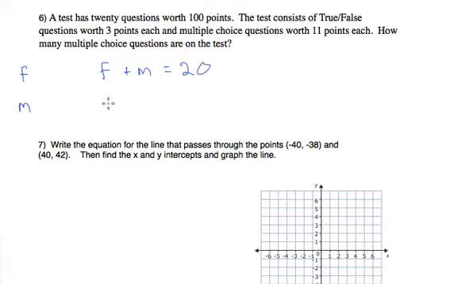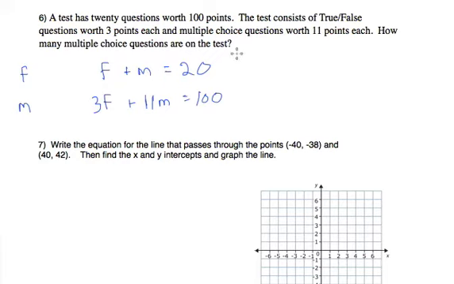And we also know that each true and false question is worth 3 points. Now you add that to the number of points that each multiple choice question gets, which is 11, and that's a total of 100 points. And ta-da, we have our system of equations. Now we just have to describe one variable in terms of another and solve. So I'm going to describe M in terms of F.